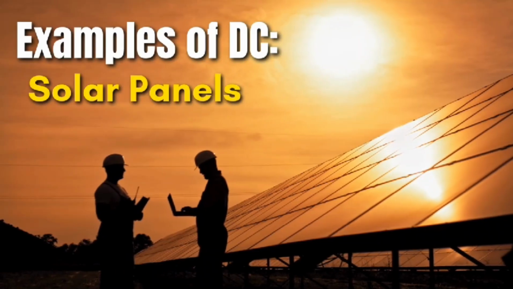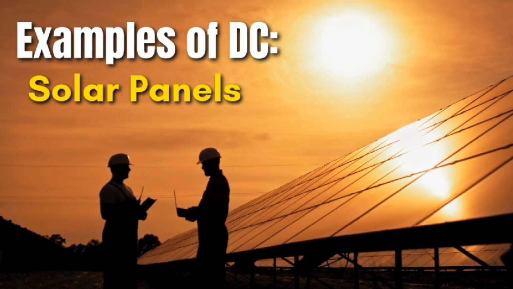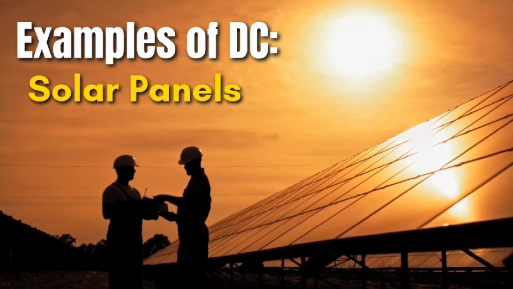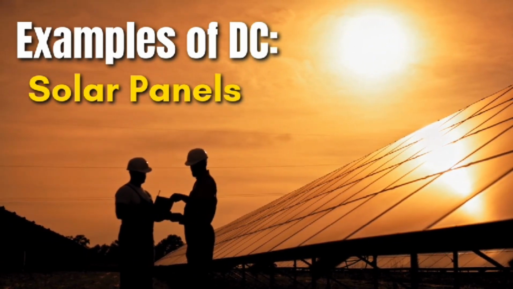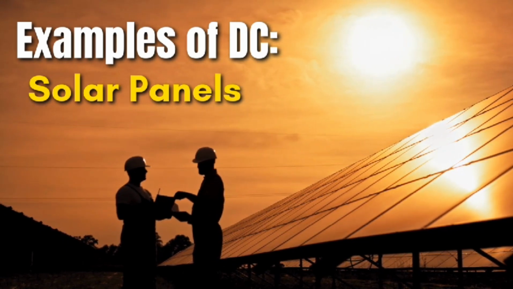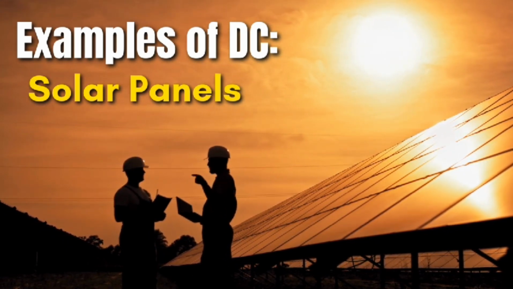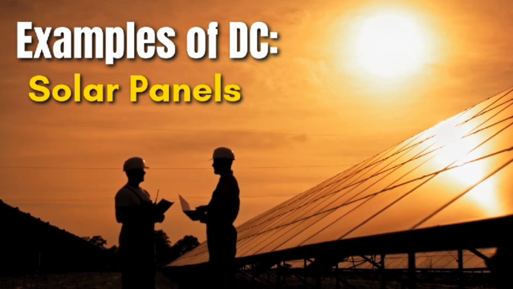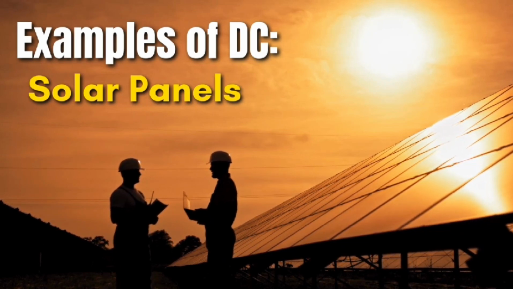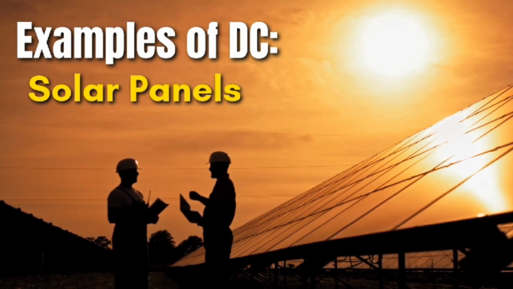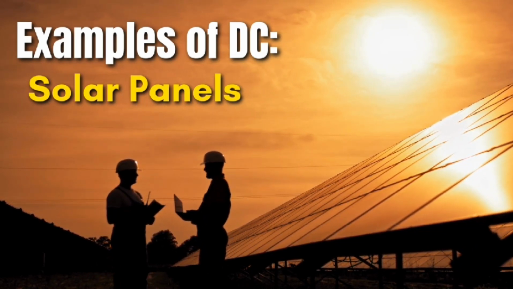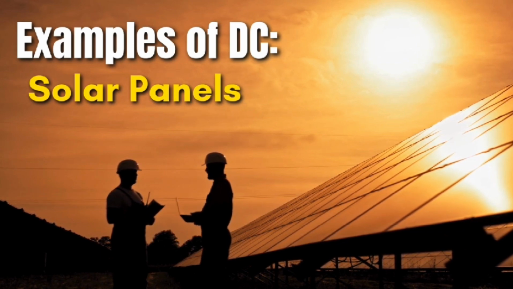An interesting example of direct current is solar panels. Solar panels produce direct current as sunlight creates electrons that move in a single direction. Power banks: the energy stored in power banks is direct current, which is why they can charge your devices directly.